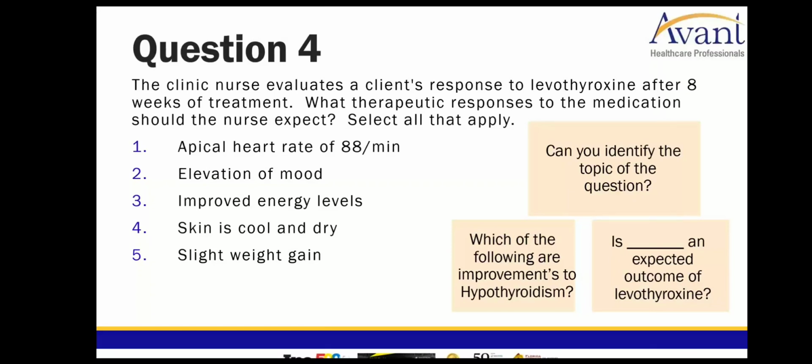1, apical heart rate of 88 per minute. Is that a yes or no? Well, if the medicine is working and has improved the condition of hypothyroidism, which we expect to see is bradycardia, correct? But it's working better. It's fixing things. So will we see a normal heart rate with levothyroxine at therapeutic levels? The answer is yes. Makes sense, right? How about elevation of mood? If the expectation with hypothyroidism is that they're having a depressed mood, then the medication working should do the opposite. So elevating of the mood would be a yes.